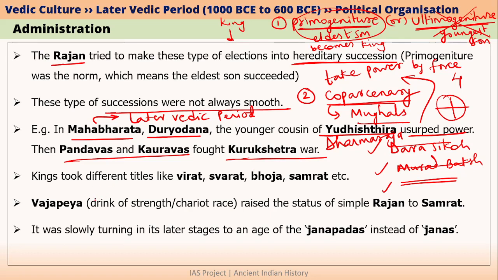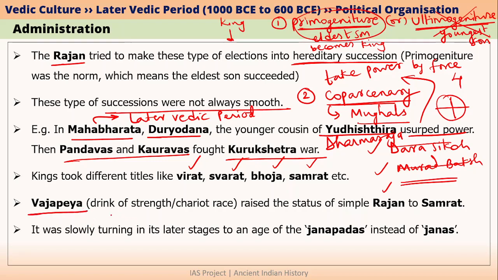Moreover, during later Vedic period, kings also took different titles like Virat, Swarat, Bhoja, Samrat, Ekrat, Raja Vishwarajan, Akhila Bhuvanapati, and some other fancy titles like these. Moreover, Rajas also conducted sacrifices. For example, Ashvamedha sacrifice, Rajasuya sacrifice, and Vejapeya sacrifice.